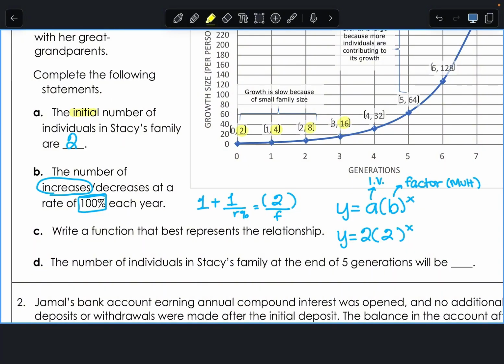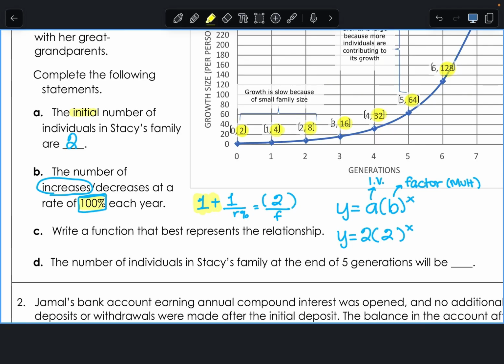2. 2 times 2 is 4. 4 times 2 is 8. 8 times 2 is 16. 16 times 2 is 32. 32 times 2 is 64. Yes, you could also add 100% of 2, but a lot of students will see the 100% and want to put 1. You have to think about that formula: 1 plus or 1 minus.